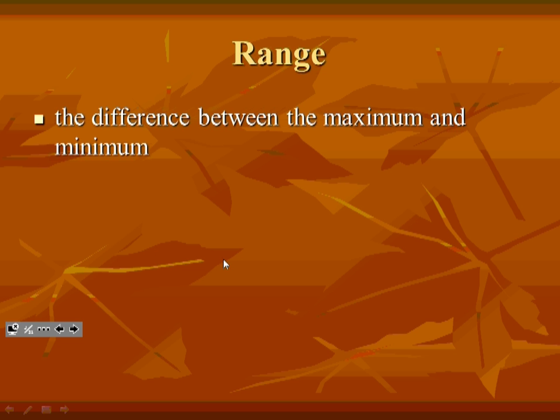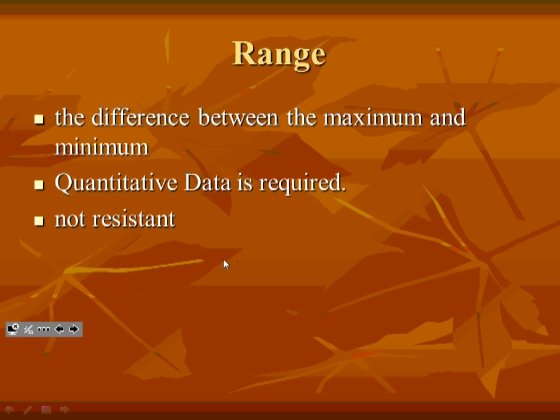Now, of course, if we're going to subtract stuff, that means we need to have numbers to do that with. So when you're calculating range, you do need to have quantitative data. You can't do that with qualitative information. You can't subtract a Honda from a Jeep and have something left over. Also keep in mind that the range is not resistant. Certainly, if it's using the maximum number, which could be an extreme, or the minimum number, which could also be an extreme, it's going to be affected if you have numbers that are very large or very small in your set of data. So the range is not something that is going to be resistant.